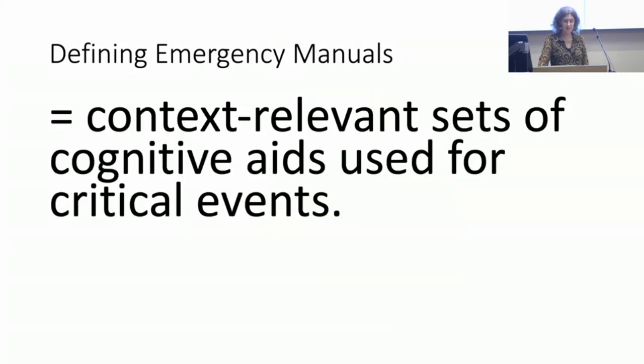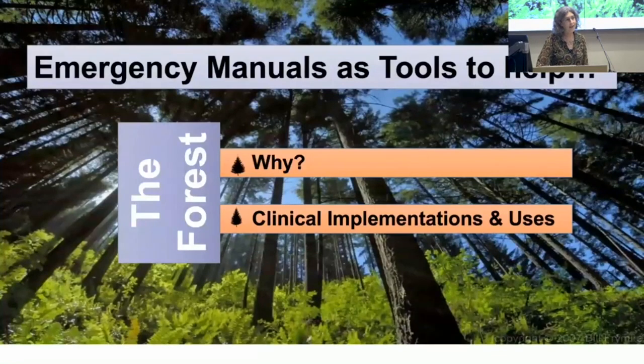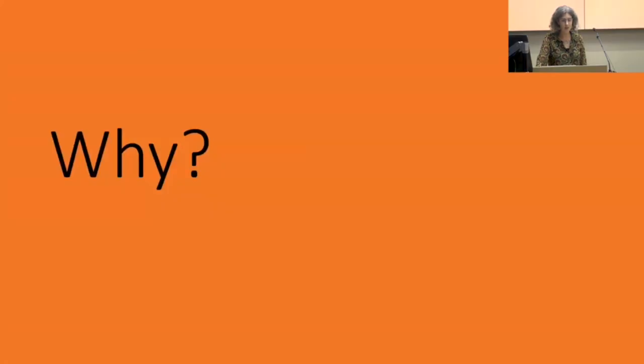So defining emergency manuals, these are context relevant sets of cognitive aids used for critical events, also known as crisis checklists. And we're going to talk today about why to use emergency manuals with the rationale, both from healthcare and simulations. There's been a lot of evidence base there, but also even before that from some of these other safety critical industries and the literature on that. And then we're going to dive quickly into the clinical implementations and uses, which is really exciting. In the past 5 years or so, there's been much more literature on that than there ever was. So the why.